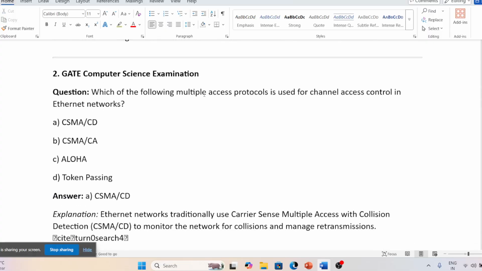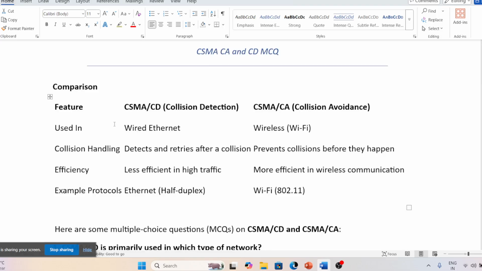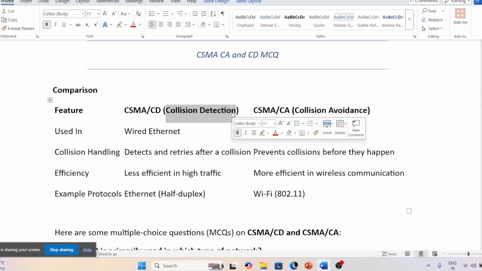Now, which of the following multiple access protocols is being used for channel access control in an Ethernet network? We have not seen Ethernet yet, but in Ethernet it is wired, so we are using CSMA/CD. Look at this graph once. So we have CSMA/CD, which is collision detection. Here, the collision is being detected.